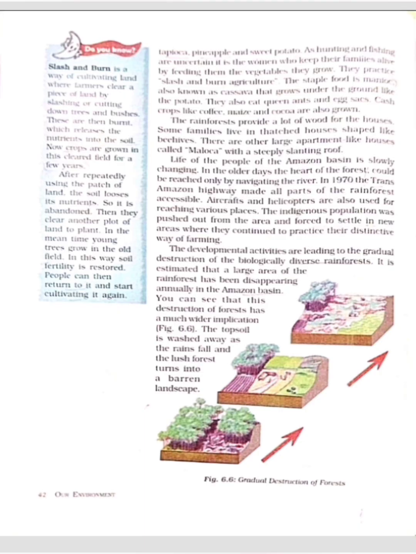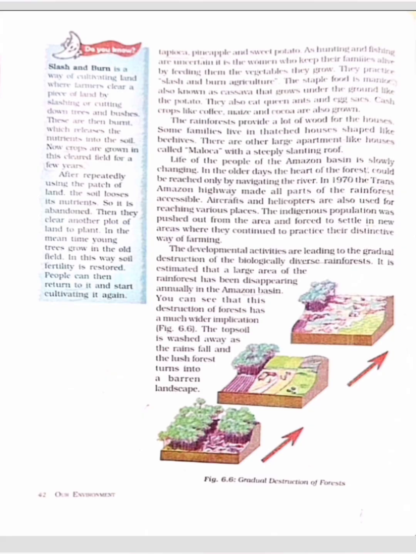The life of the people of the Amazon basin is slowly changing. In the older days, the heart of the forest could be reached only by navigating the river. In the 1970s, the Trans-Amazon Highway made all parts of the rainforest accessible. Aircraft and helicopters are also used for reaching various places. The indigenous population was pushed out from the area and forced to settle in new areas where they continue to practice their distinct way of farming.